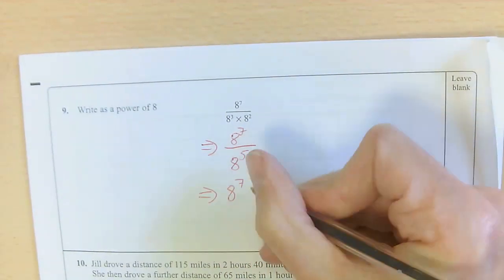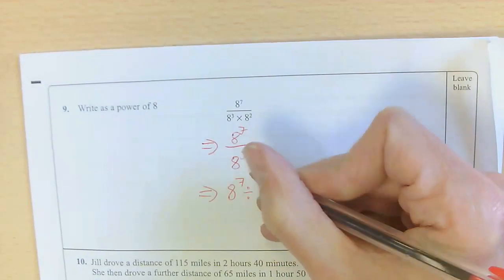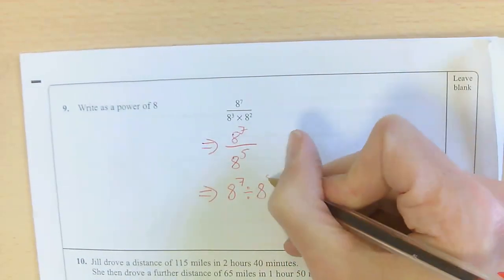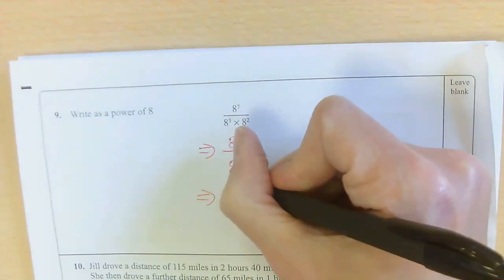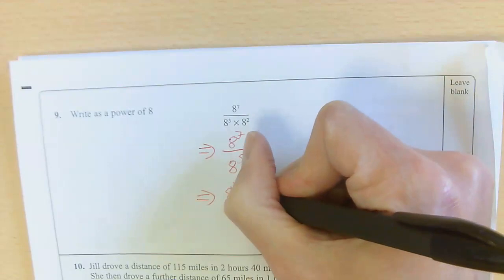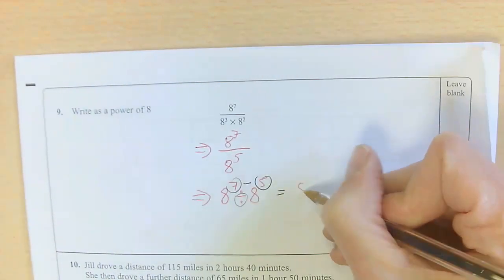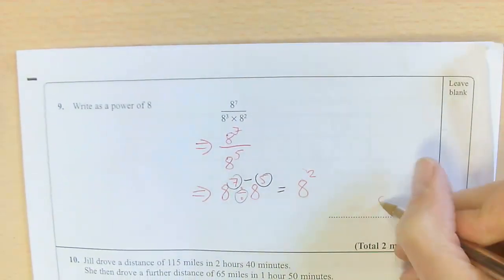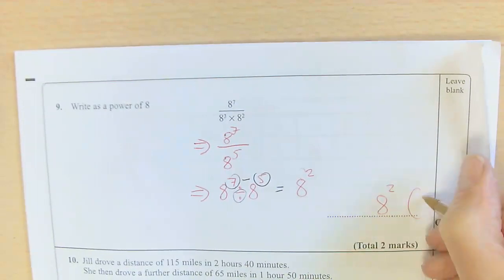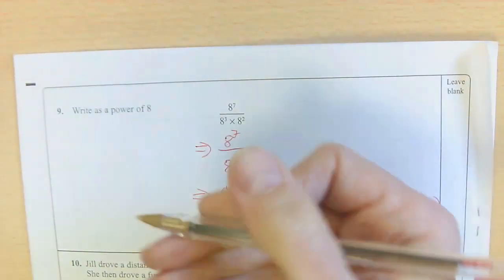When we are dividing our powers, our indices, the little number on the top subtracts. This little number here. When it's division, that subtracts. So we end up left with 8 to the power of 2. So I can just leave it like that. In brackets, 64.